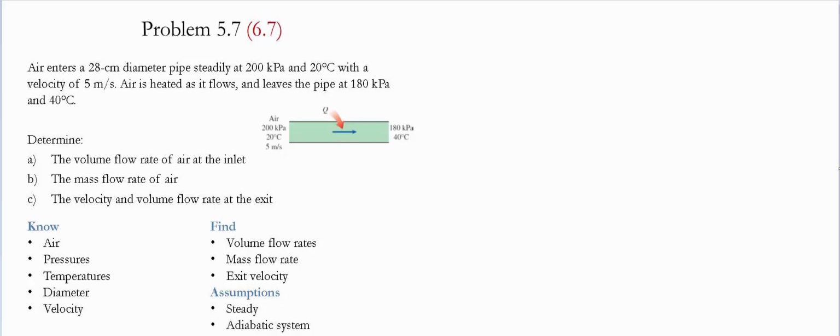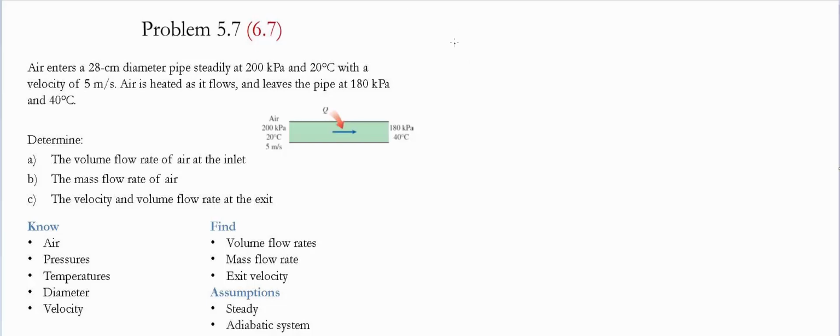Air enters a 28 centimeter diameter pipe steadily at a pressure of 200 kilopascals and a temperature of 20 Celsius with a velocity of 5 meters per second. Air is heated as it flows and leaves the pipe at 180 kilopascals and a temperature of 40 Celsius. We need to determine the volume flow rate of the air at the inlet, the mass flow rate of the air, and the velocity and the volume flow rate at the exit.